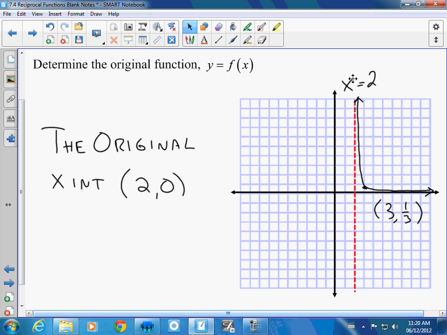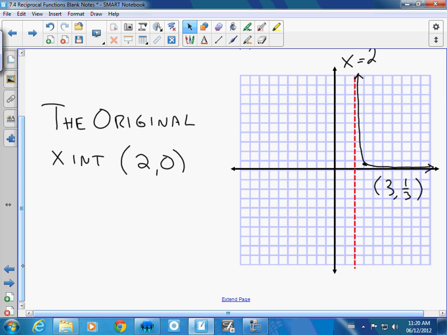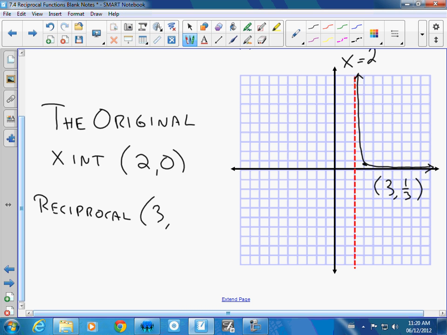Okay, so what part are we flipping? The x or the y? The y. Okay, now let's try this one. Do we know that point right there? Do we know the point on the graph? Okay, so the point on the graph right there, on the reciprocal, the point is 3, 1/3. So the point on the original is going to be 3, 3. Right? You just look at that.